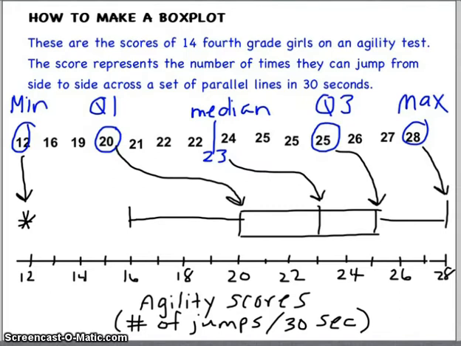Often it's typical to write the numbers 12, 20, 23, 25, and 28 above the graph, but if you have a clearly labeled scale, that's not necessary. Now, what does a box plot show you that maybe another graph doesn't? It shows you the division of the data. It shows you the percents. It divides the data into fourths.